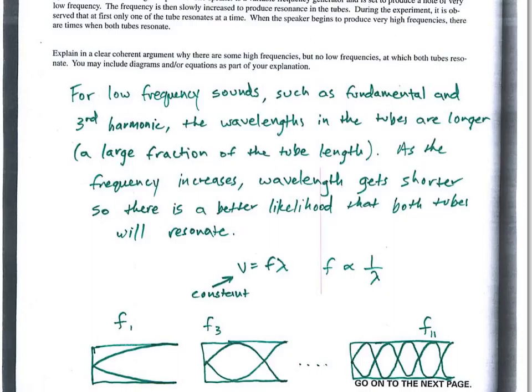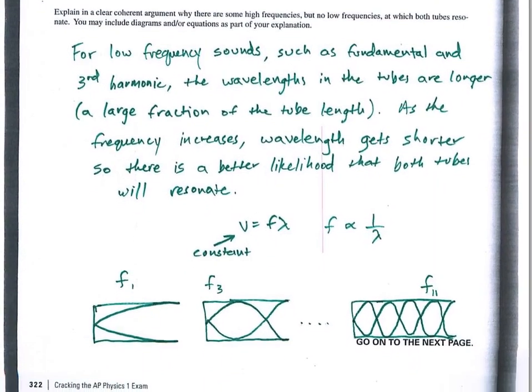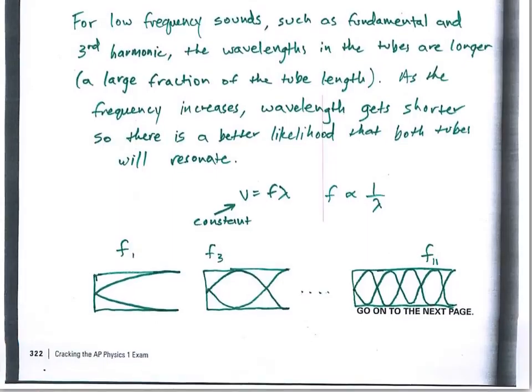Now, looking at just the setup and this explanation, for the AP test, we have a nice coherent paragraph here, complete thoughts, and also we included a few equations, v equals f lambda, and we show that f, the frequency, is proportional to the inverse of the wavelength, and we even drew a couple diagrams. So this is something that's good to keep in mind on the AP test. You can explain in sentences, but also include equations and diagrams just to show the grader that you really understand your concepts.